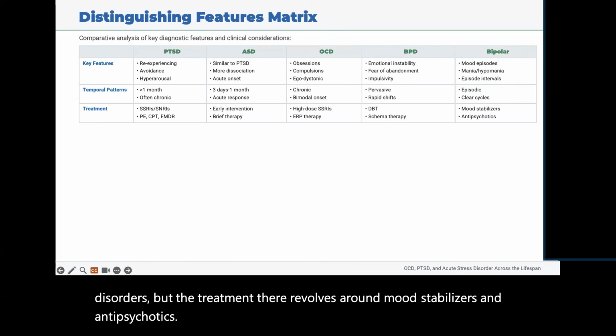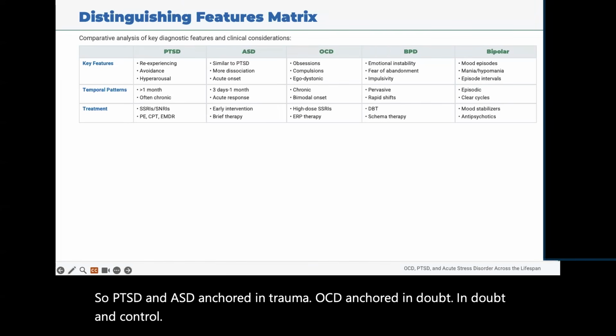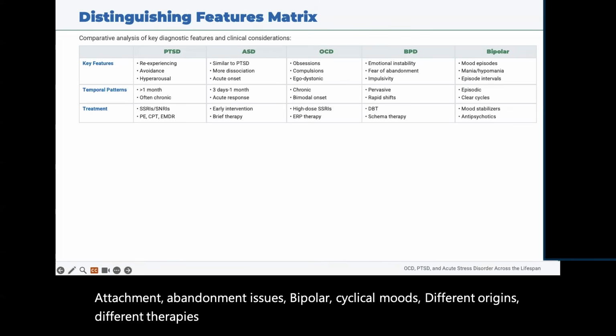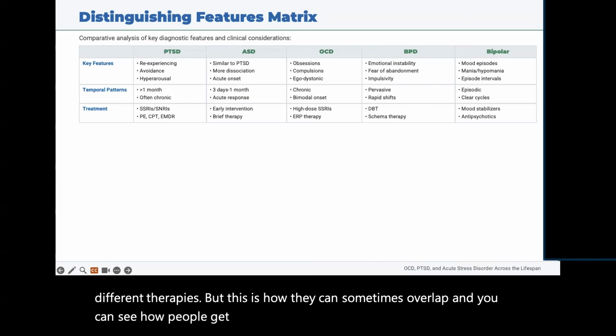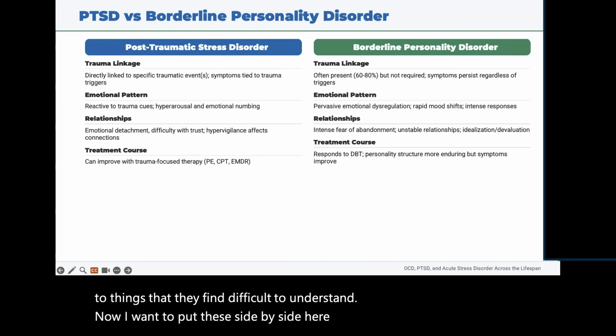So PTSD and ASD are anchored in trauma. OCD is anchored in doubt and control. Borderline is about attachment and abandonment issues. Bipolar is about cyclical moods. Different origins, different therapies, but this is how they can sometimes overlap. And you can see how people get careless and start randomly applying diagnostics to things that they find difficult to understand.